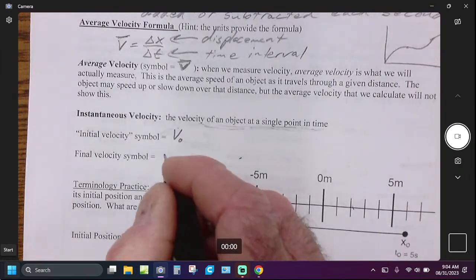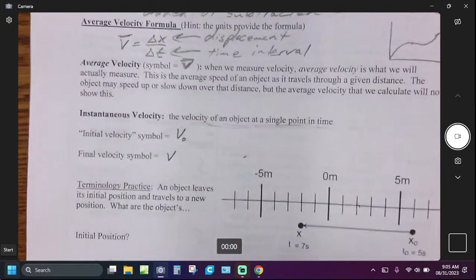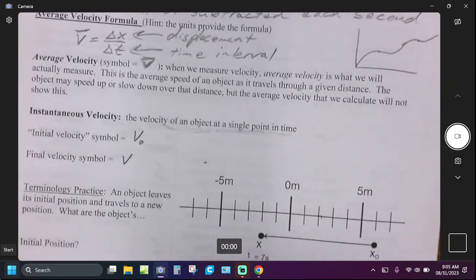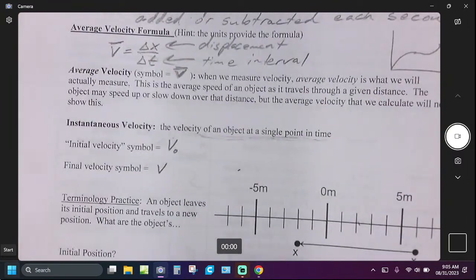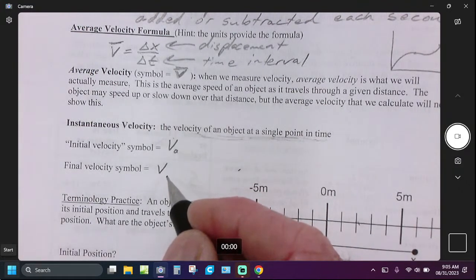Final velocity symbol is just v. So sometimes we'll write vf to be really clear, and sometimes we might even use primes and things when we're doing coefficients of restitution. But for now, 0 just means at the beginning, and if you leave off the 0, that means final.